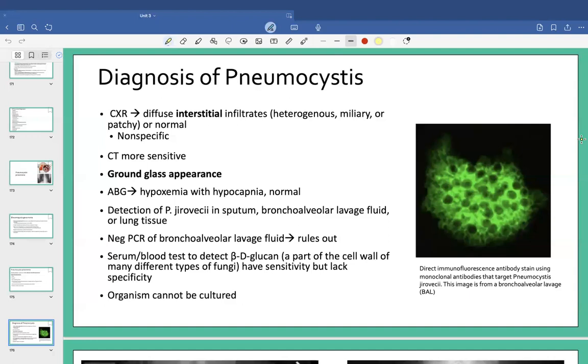If you do a PCR of the bronchoalveolar lavage fluid and it's negative, that rules out PCP. A negative PCR of the bronchoalveolar lavage fluid rules out PCP. That beta-D-glucan we talked about earlier in invasive candidiasis, you can use that and it has sensitivity, but it lacks specificity. This organism cannot be cultured.